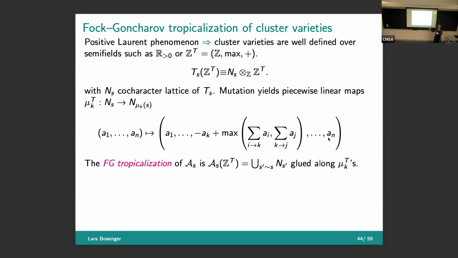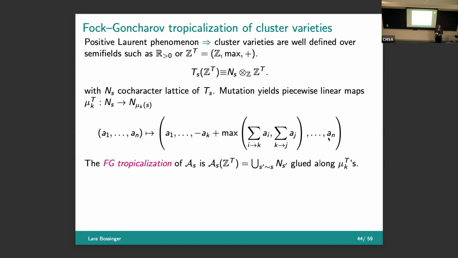And what are the transition maps? If I have two cocharacter lattices, I just tropicalize the map that I had before. All I have to do is change my base field, the operations adjust accordingly, and this happens to the transition functions if I replace taking the sum by taking the maximum and multiplication by taking the sum. So this is a piecewise linear map from a lattice Z^(n+m) to Z^(n+m). All my tori are isomorphic.